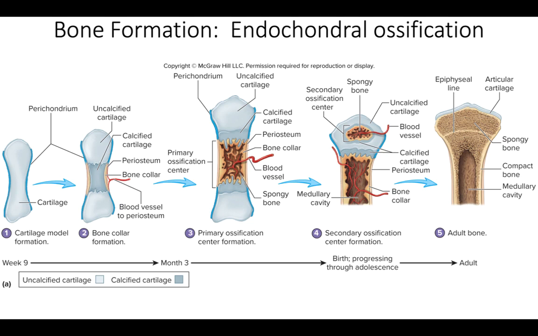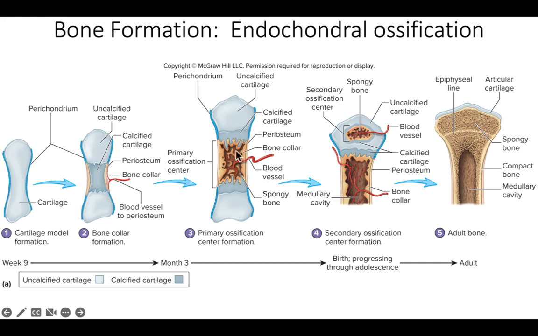Endochondral, again, you start with cartilage. That's the key difference. So here's a cartilage model. It kind of looks shaped like a bone, but it's all cartilage. In this stage here, most of that is what we call uncalcified cartilage. Then it starts to grow. You'll notice it gets a little bigger. It forms what's called the bone collar. We're not going to really get into that much.